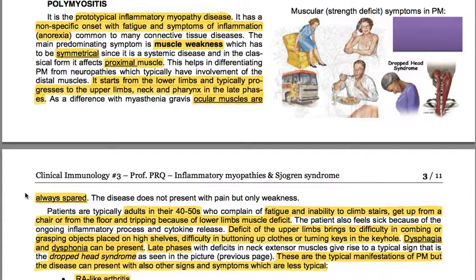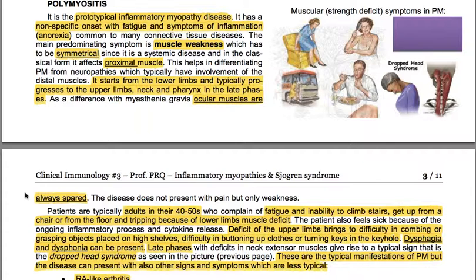Deficit of the upper limbs brings difficulty in combing or grasping objects placed on high shelves, difficulty in buttoning up clothes, or turning keys in the keyhole. Dysphagia and dysphonia can be present. Dysphagia with deficits in neck extensor muscles gives rise to a typical sign that is the dropped head syndrome.